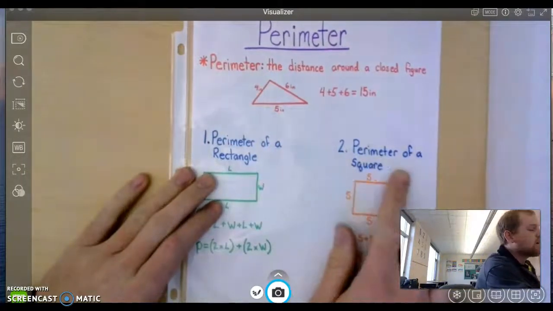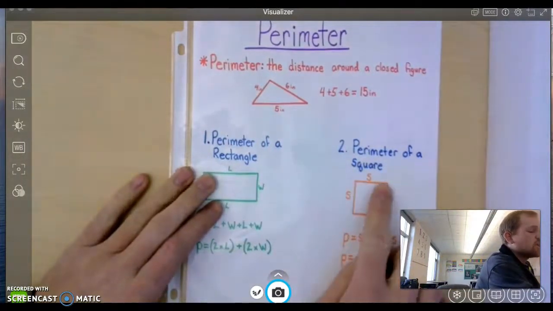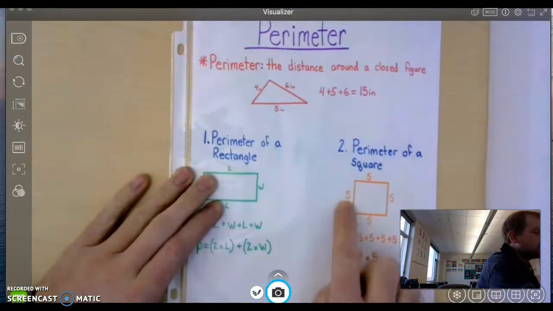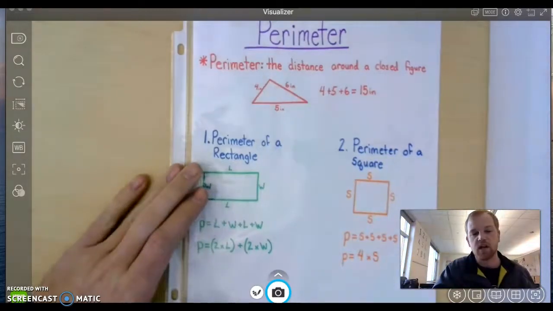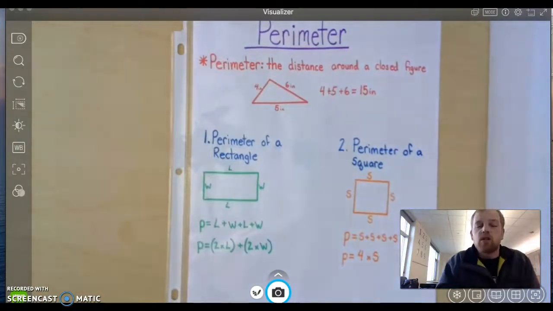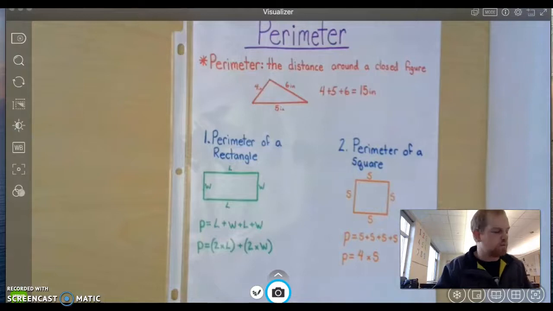And then we also had our perimeter of a square formula, where in a square we know that all sides are the same length. So we could take side plus side plus side plus side, or we could simply do 4 times side. Now what we're going to do today is take what we know about perimeter and put it to good use to figure out the perimeters of some of our classrooms here at school.